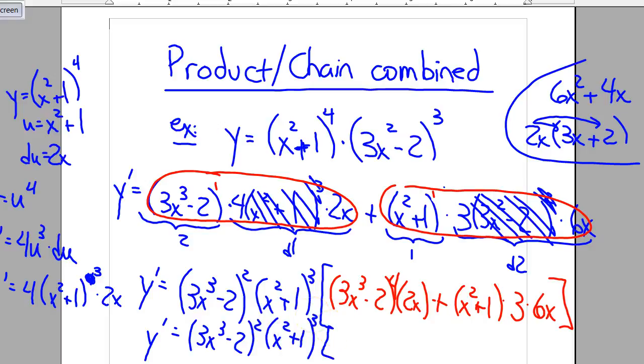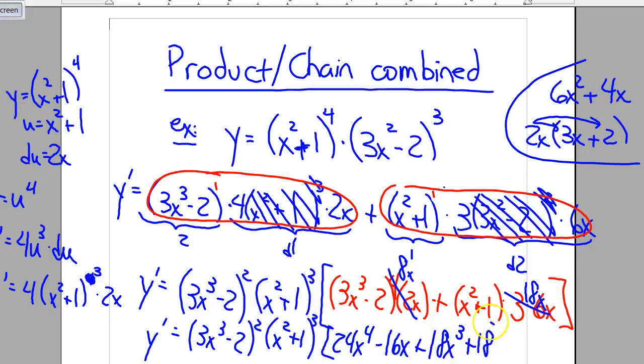So they would then go, okay, I'd probably say that's just 8x. Distribute it through, so 24x to the 4th minus 16x. Okay, that's 18x. If I distribute that through, 18x to the 3rd plus 18. And then that's what the answer would look like on a multiple choice.